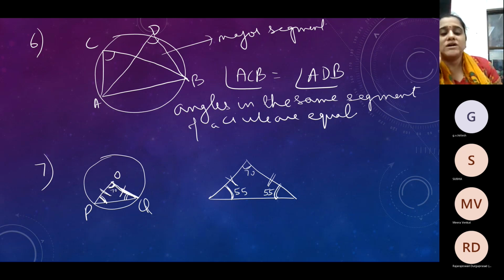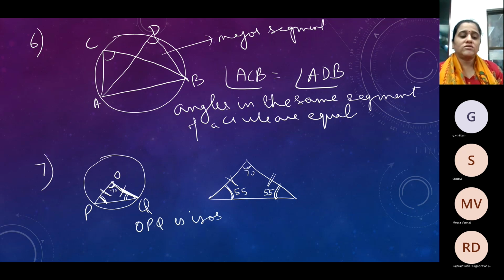In the 7th one, what we're trying to understand is that OPQ is isosceles. So that means these base angles are equal. Angle 1 is equal to angle 2. That's what we're trying to understand or recall.